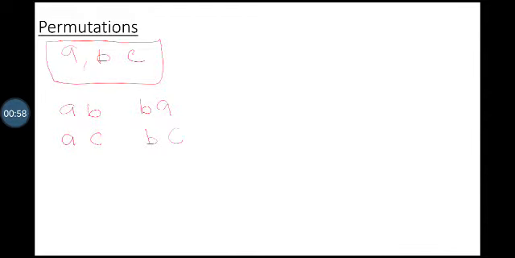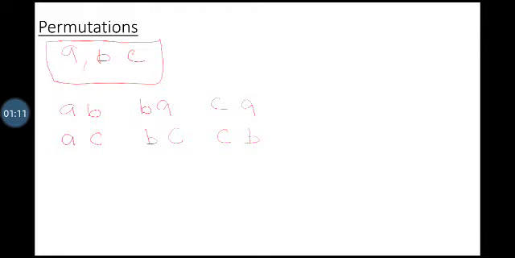Suppose we have three letters A, B, and C, and you're asked to arrange them 2 by 2. The possible outcomes would be: you can arrange it A and B, or A and C, or you can start with a B, then choose letter A, or start with a B, then choose letter C, or you can have C, then A, then C, then B. These are all the possible outcomes of arranging these three letters in twos.